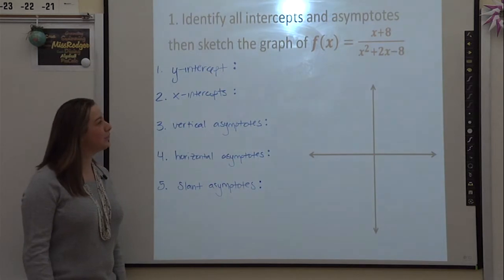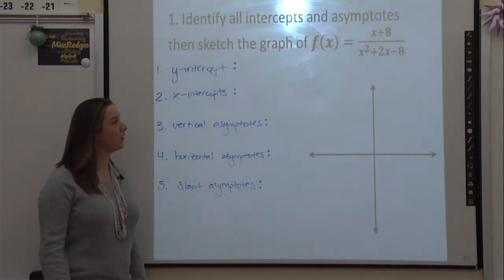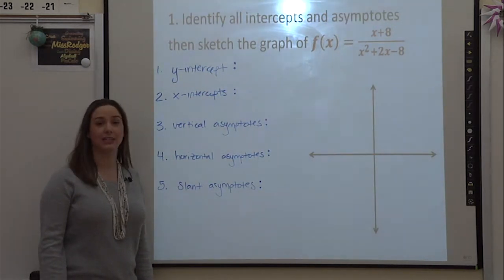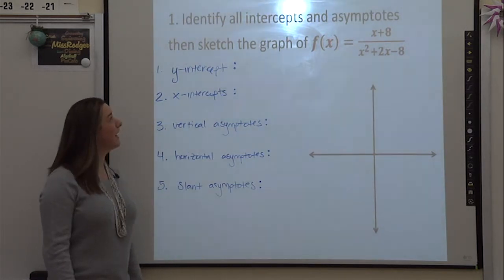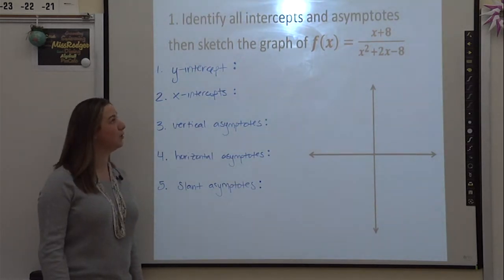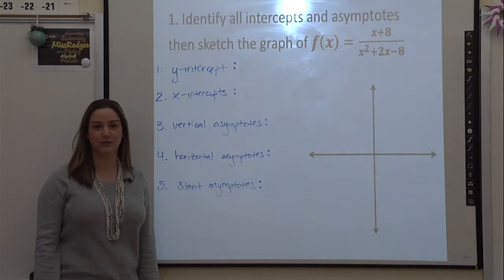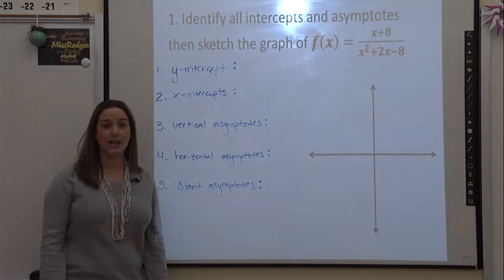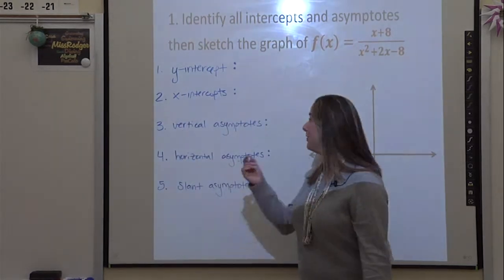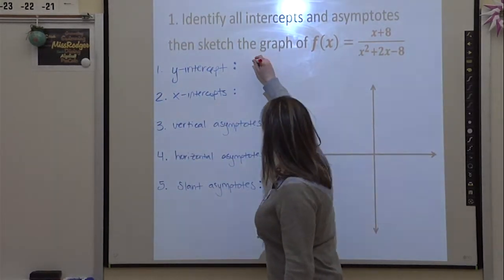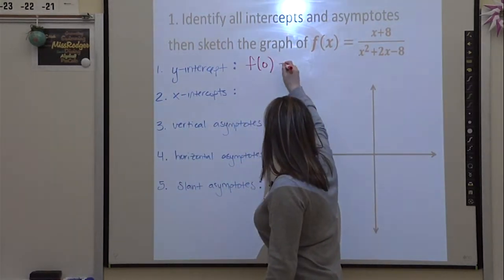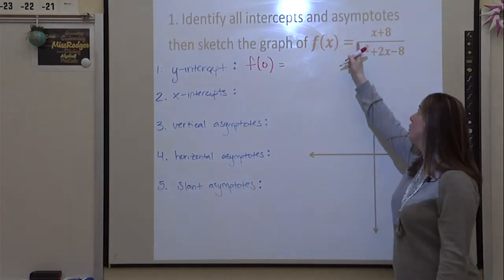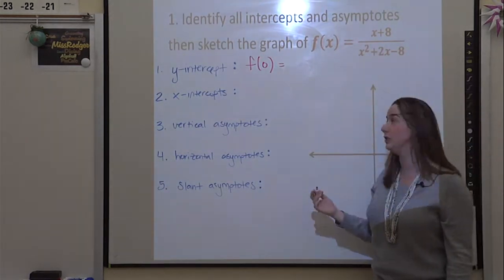So f of x equals x plus 8 all over x squared plus 2x minus 8. So let's find all intercepts and asymptotes and then sketch the graph once we've done that. So our y-intercept. We want to find our y-intercept by finding f of 0. So when I find f of 0, this is going to mean that I substitute 0 in for all of the x values and solve.